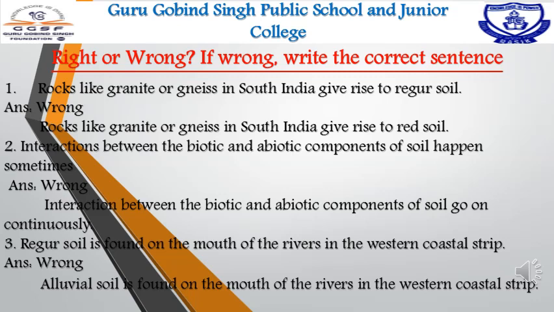Then the second one, interactions between the biotic and abiotic components of soil happen sometimes. Answer is wrong. Then what is the correct sentence for this? Interaction between the biotic and abiotic components of soil goes on continuously. Now the third one, Regur soil is found at the mouth of the rivers in the western coastal strip. Answer is wrong. Then the correct sentence is, alluvial soil is found at the mouth of the rivers in the western coastal strip.